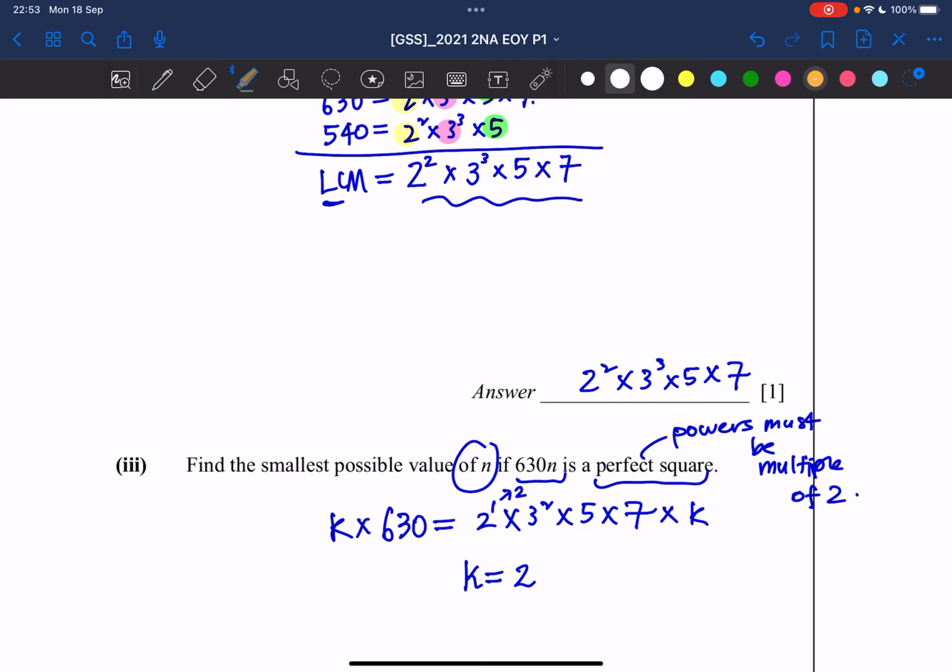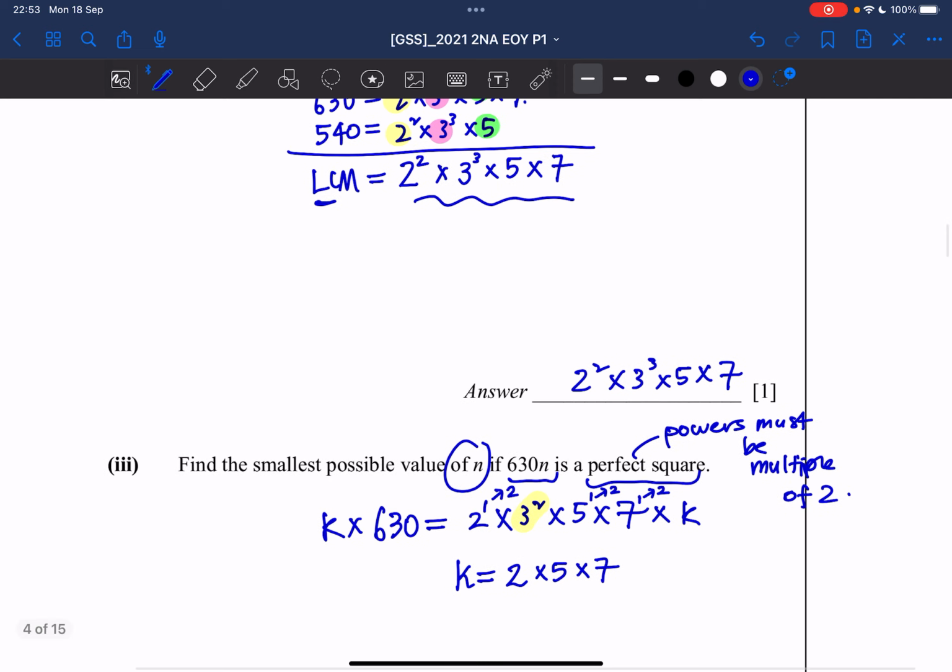Then this 3, you can see the power is already power 2. Then number 5 here is power 1, 7 also power 1. So 5 we need to go up to number 2. That means we need to multiply with another 5. 7 also needs to go up to number 2. So you need to multiply with another 7. Okay, so our k is equal to 70.